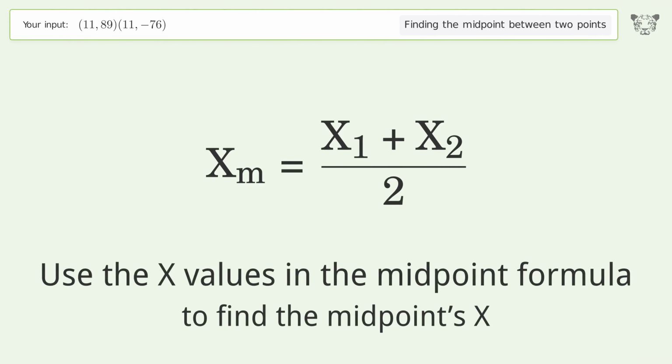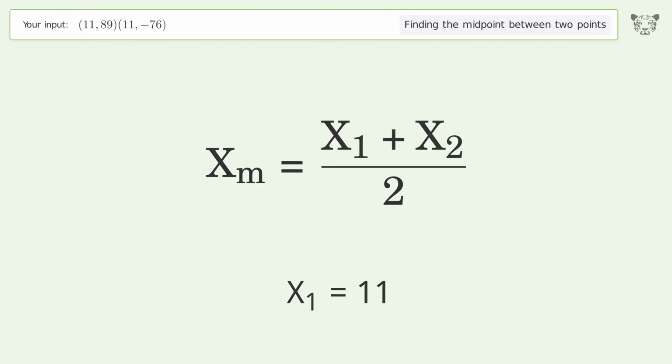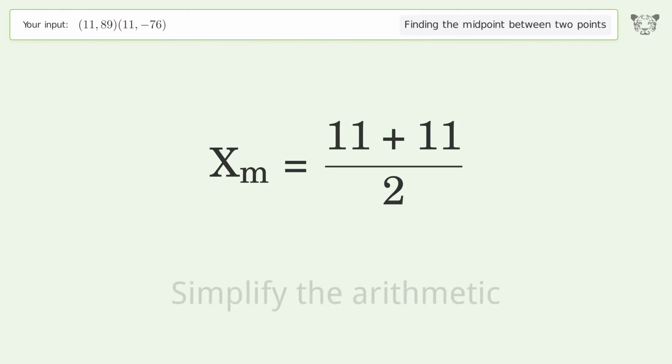Use the x values in the midpoint formula to find the midpoint's x. x1 equals 11. x2 equals 11. Simplify the arithmetic.